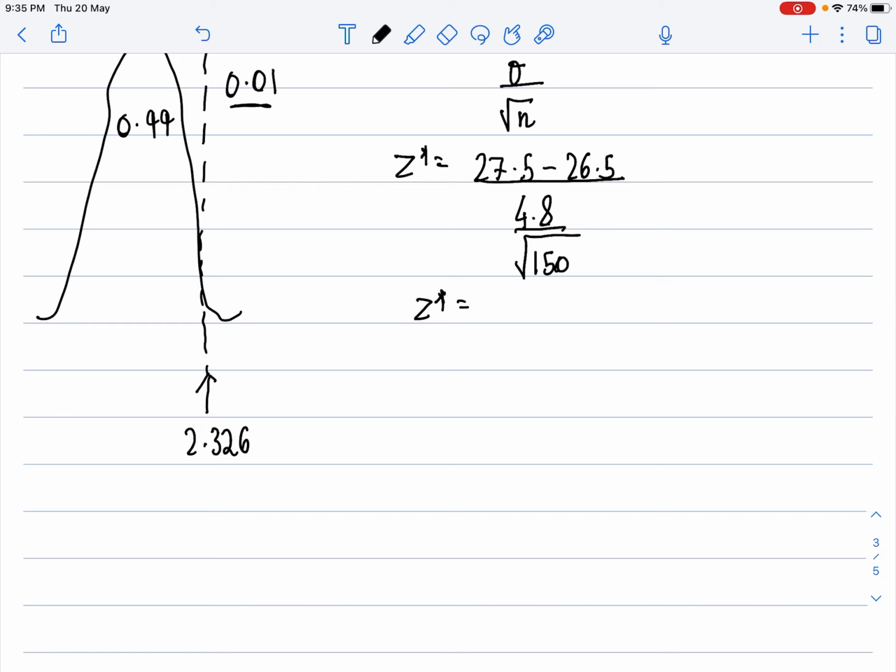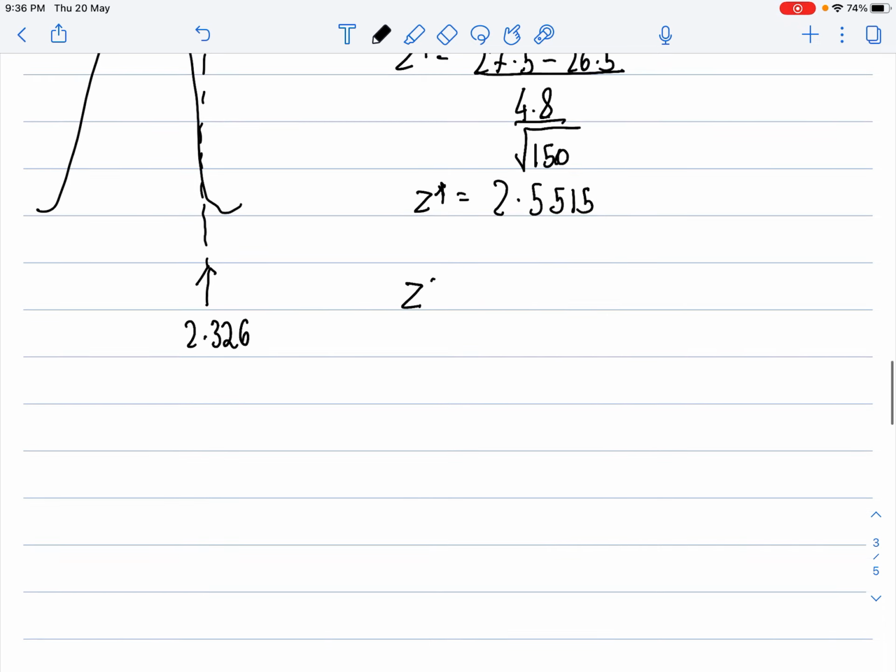So now I can simply calculate my z star. I write 27.5 minus 26.5 on the calculator with 4.8 over root of 150. When I solve this, I get my answer as 2.5515. Now I need to compare the modulus of the z value with the significance level z value. So I have 2.5515 here, and I have 2.326 here.